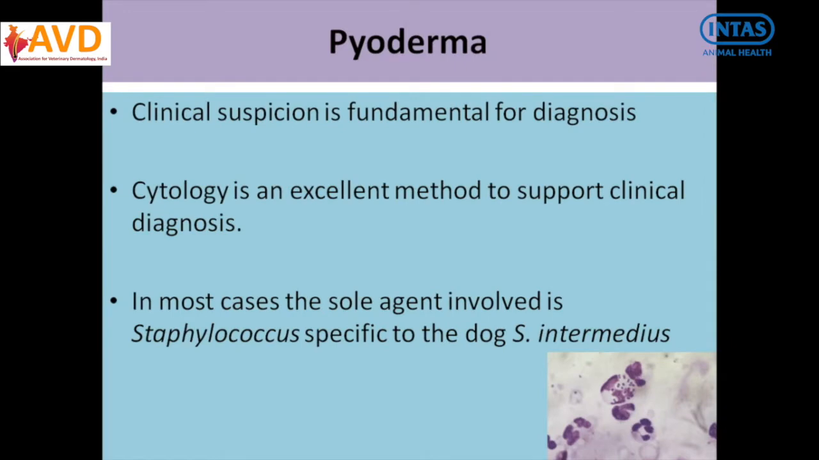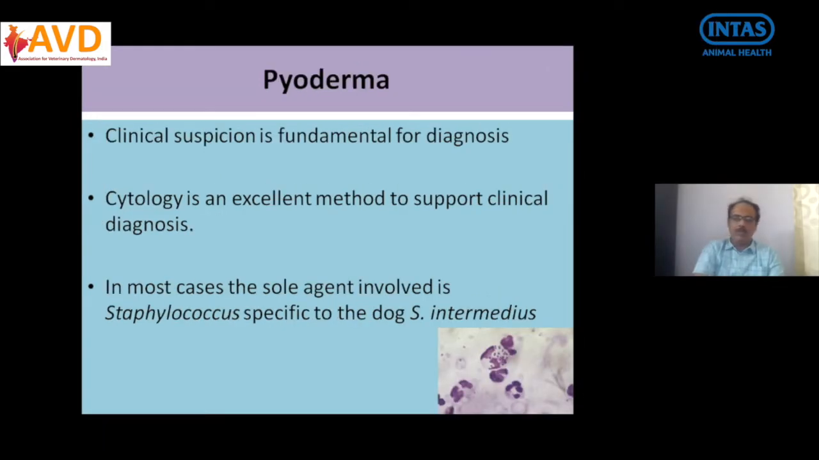The next disease condition is Pyoderma. And here the clinical suspicion is the fundamental for diagnosis, because all these organisms, Staphylococcus and Malassezia, are normal commensals of the skin. So a clinically suspicious lesion or a condition should be there for suspecting a diagnosis of Pyoderma. And cytology is an excellent method to support the clinical diagnosis. You can go for cytology to support your clinical suspicion.